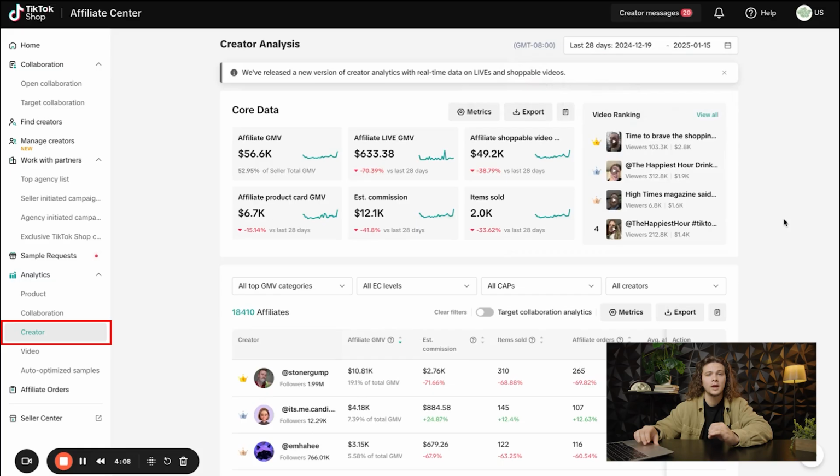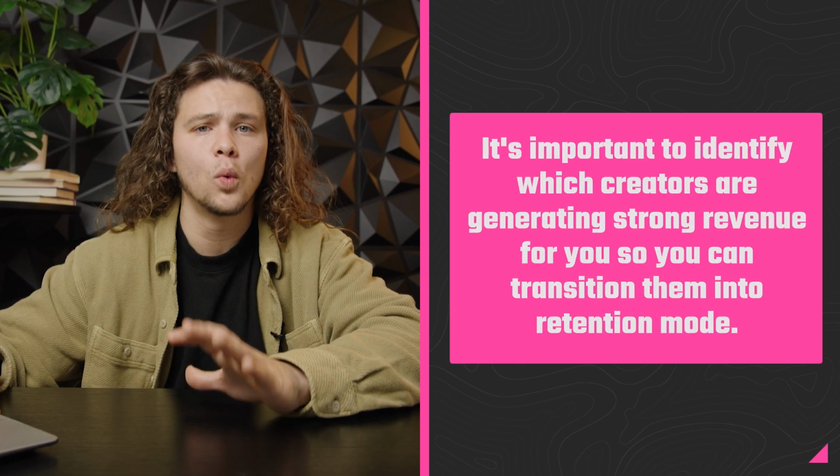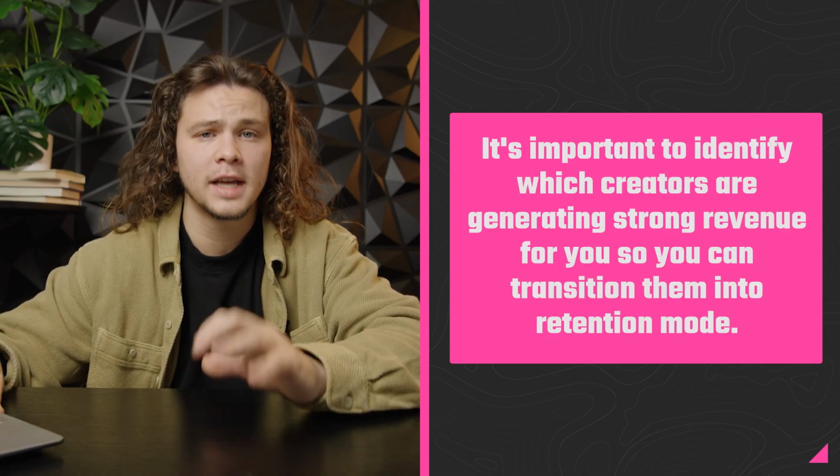The next tab, and probably the most important here, is the specific analytics by creator. This shows us the rankings of the creators we are actively working with. This will naturally be sorted by GMV, and we can see the clear rankings of who is generating the most revenue for us. We can sort by a variety of other categories as well, but generally speaking, it's good to know which creators are generating the most revenue for you, as you'll want to move these creators to retention mode. What that means is if they've done a good job in working with us, we need to make sure we directly reach out to them, take the time to personalize a message, or simply add them to another target collaboration.